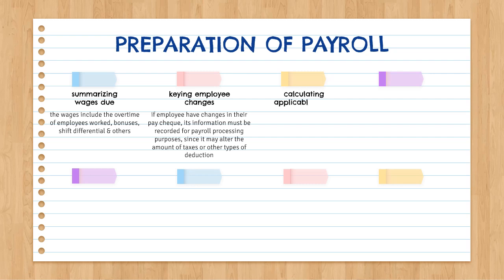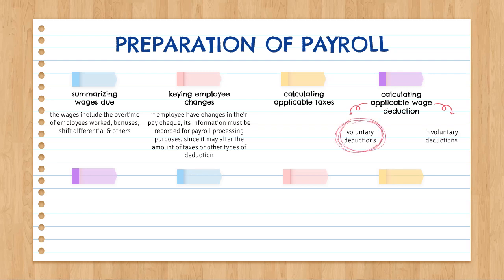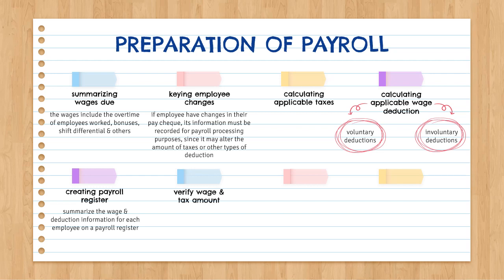Third, calculating applicable taxes. 4. Calculating applicable wage deductions, by voluntary deductions and involuntary deductions. Voluntary deductions include payment into pension and medical plans, while involuntary deductions include garnishment and union dues. 5. Creating payroll registers by summarizing the wage and deduction information for each employee. 6. Verify wage and tax amounts by conducting a final cross-check of all wage calculations and deductions.